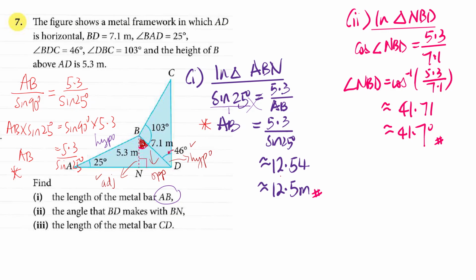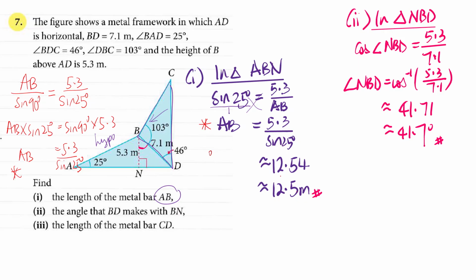Okay, let's look at part 3. For part 3, find the length of the metal bar CD. In this case, we have to use the sine rule, because BCD is not a right angle triangle. The angle that's opposite side BD is 103.